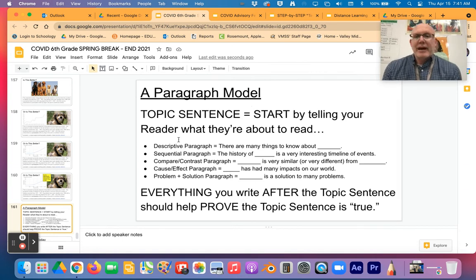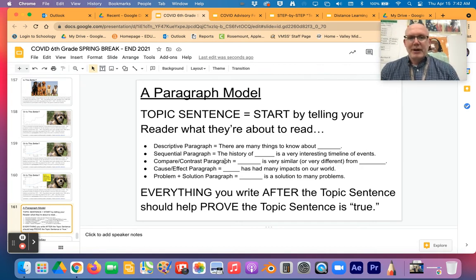So, descriptive paragraphs. Here's a great example. You can steal these, but these are good topic sentences. There are many things to know about your topic. I know that you're going to tell me some information. You're going to describe it. A sequential paragraph topic sentence might be: the history of blank is a very interesting timeline of events. Okay. You're going to give me some dates.